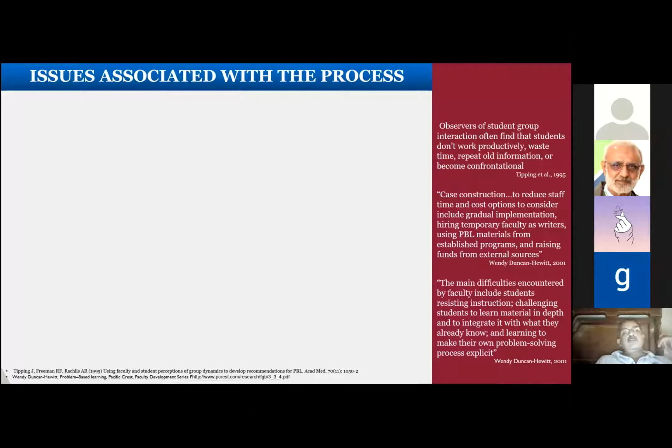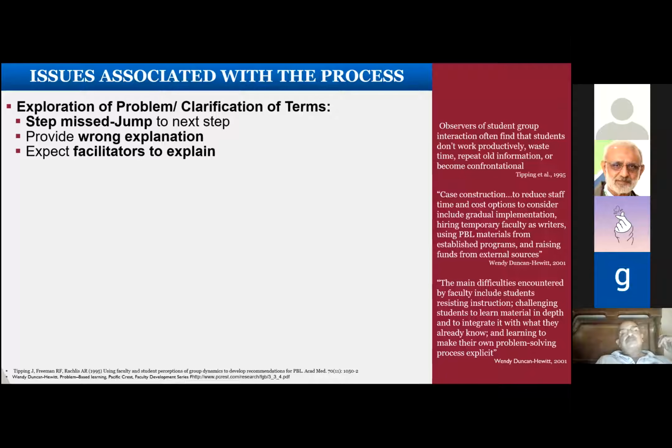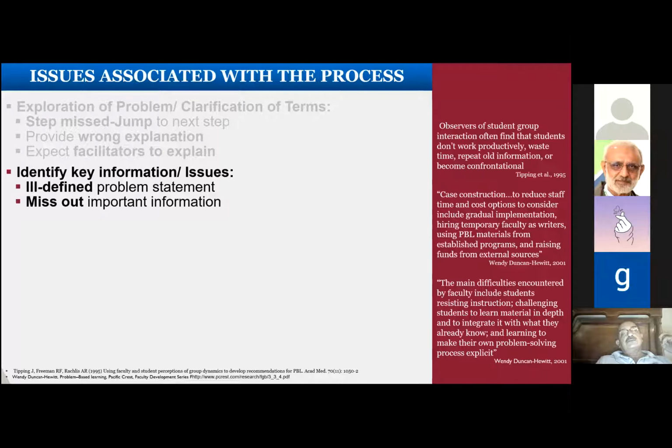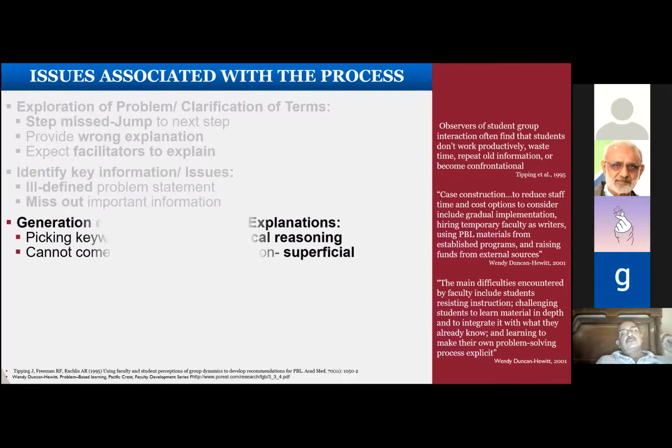Issues associated with the process: in exploration of the problem and clarification of terms, the step is missed. The students directly jump to the next step, and that means that they don't know exactly what the problem is, and then they will provide wrong explanations and expect the facilitator to explain to them. They fail to identify key information as issues, produce ill-defined problem statements, and miss out important information.